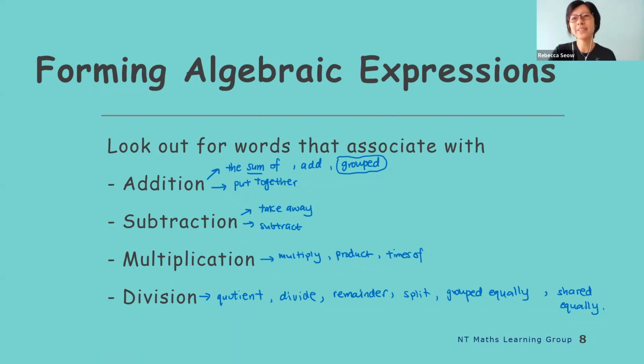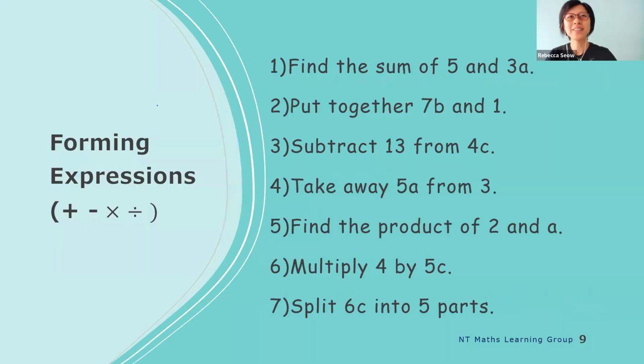Okay, we'll move on. So let's try some questions in terms of forming expressions. All these are my questions. We'll try them first before we move on to the past year exam questions, which might be a bit harder. So, find the sum of 5 and 3a. How will we form an expression regarding that? Maybe we can talk about the clue first. Is there a clue here that tells you what we need to do?